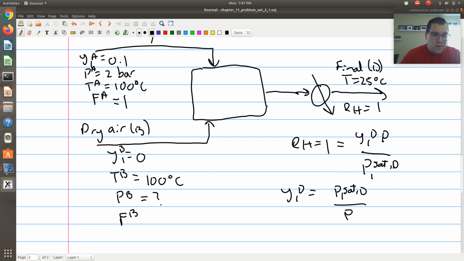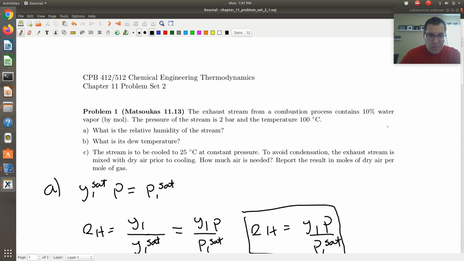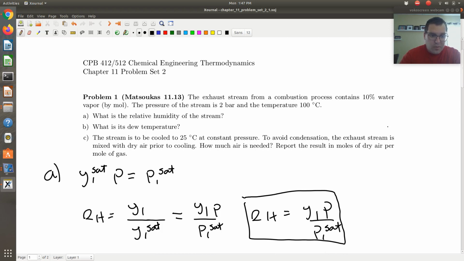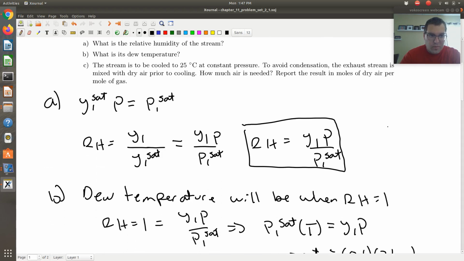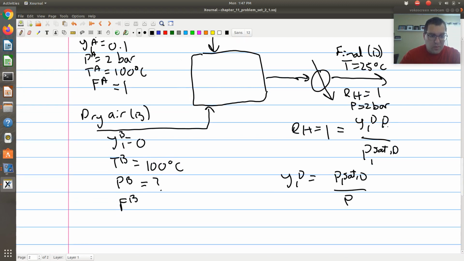But what I'm going to assume here is, since we don't know what the pressure is, I'm just going to go ahead and assume that the pressure is still equal to 2 bars, because I don't think we're given one. Yeah, and it says report the results in moles of dry air per moles of gas exhaust. So taking a basis of 1 is going to be reasonable.